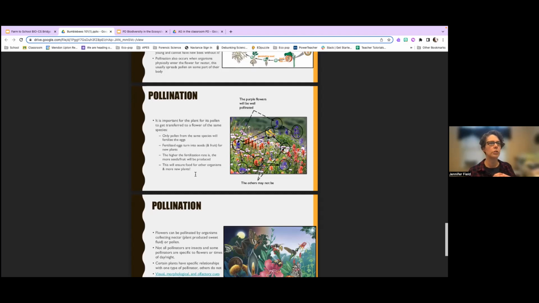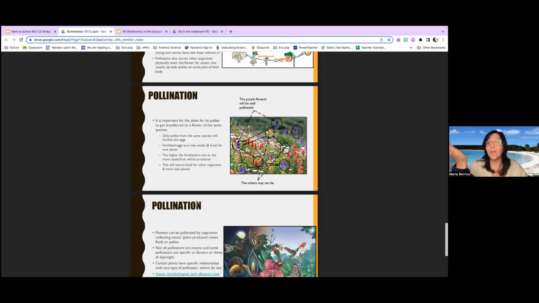So in this image, the purple flowers will be well pollinated, but if the bee goes from white to yellow to purple to red back to purple, they may not be well pollinated. Right. And I know you, Jen, you do this too.